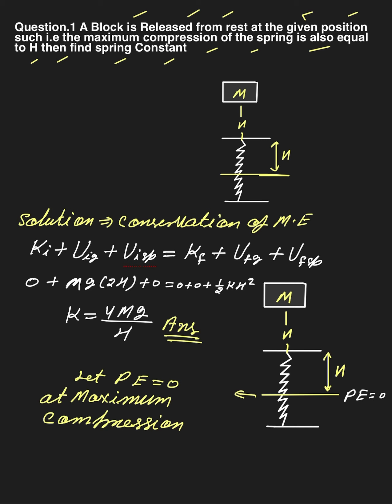Here in the question, what about the initial velocity of the block? The initial velocity is 0. Clear or not? If you see here, the initial velocity is given, that is 0. At maximum compression, the final velocity is also 0. Clear? Now during motion, the question gives height capital H, and our maximum compression is also capital H.